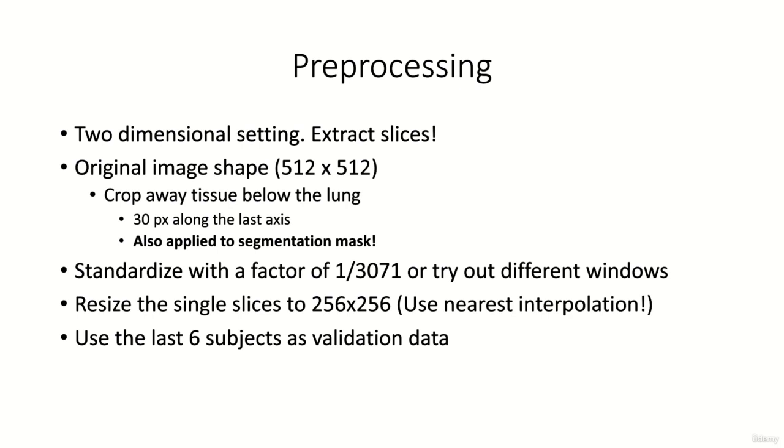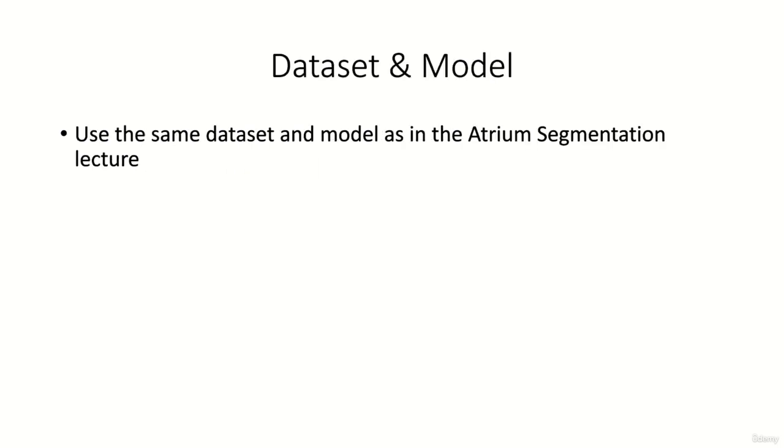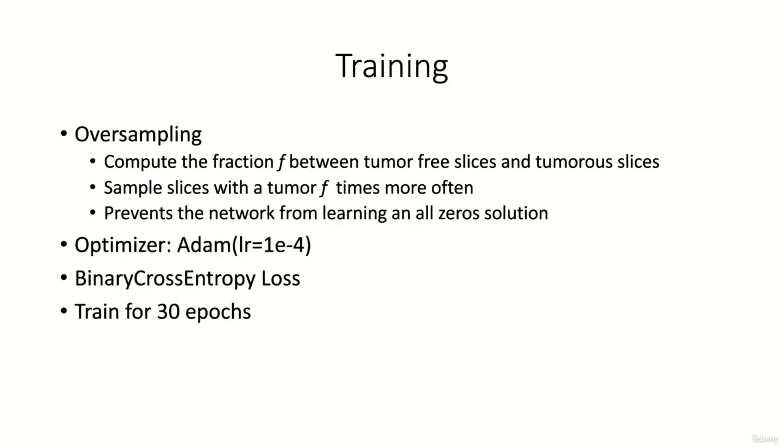If you implement your pre-processing in a similar way as we did in the last project, you can use the same dataset and model. However, regarding the training, we need to address the problem of data imbalance. To tackle this problem, you could use something called oversampling. Oversampling means that you compute the fraction f between tumorous and tumor-free slices to sample slices with a tumor f times more often. This may prevent the network from learning an all zeros solution. A sample implementation is provided in the training notebook.